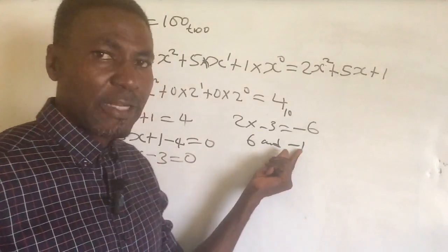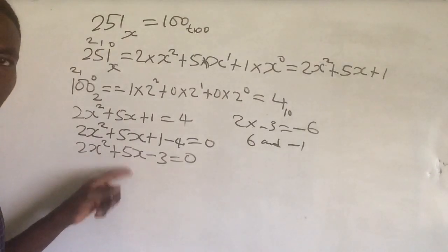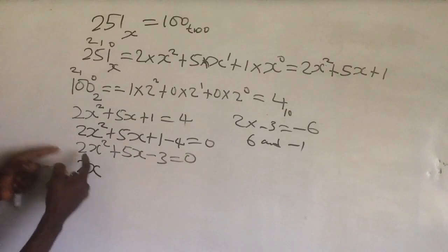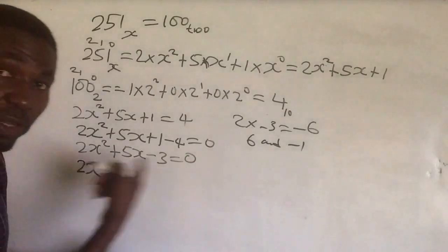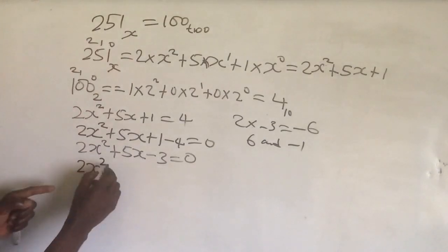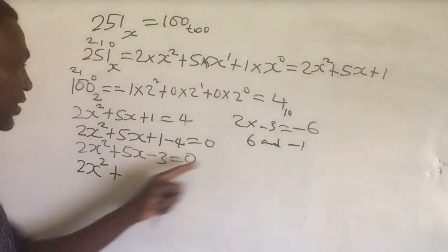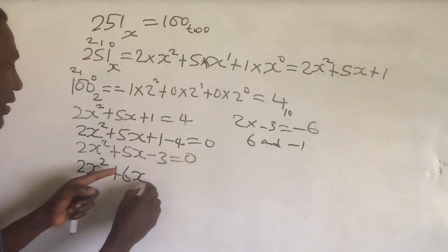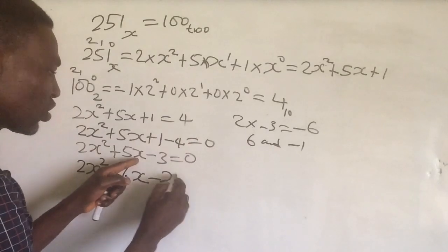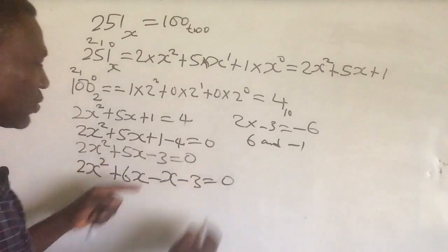These two numbers, we now use them to replace the 5x. How do we do it? We continue with what we have. Even though we use this to multiply, we will still leave our equation like that. We will not change it; it just enables us to get the answer. We now use 6x, and minus 1x, which is just x, minus 3 that is still there, equals 0.